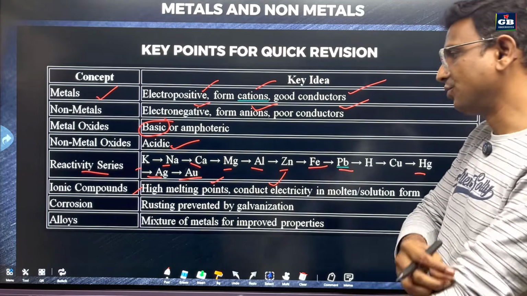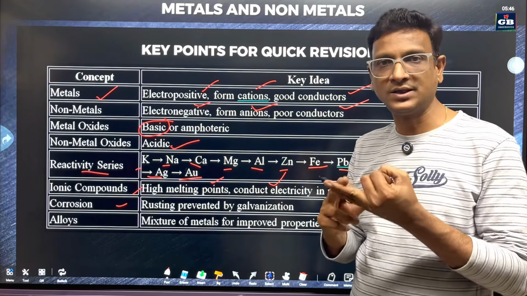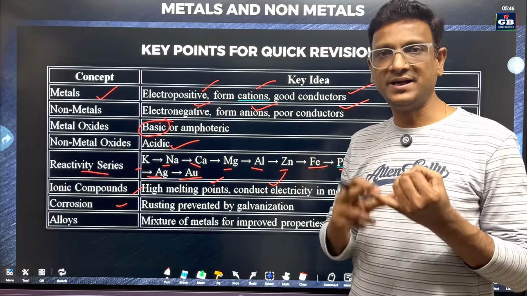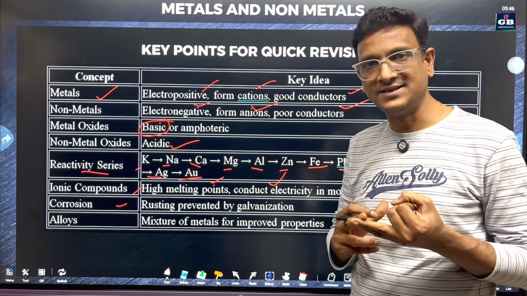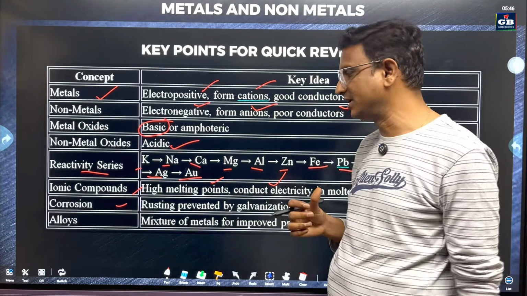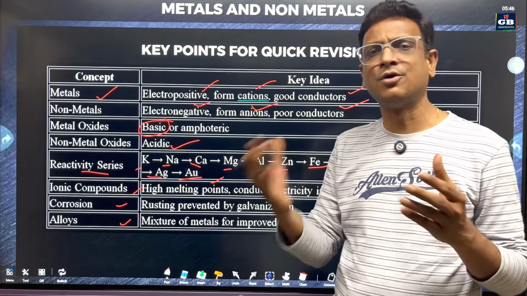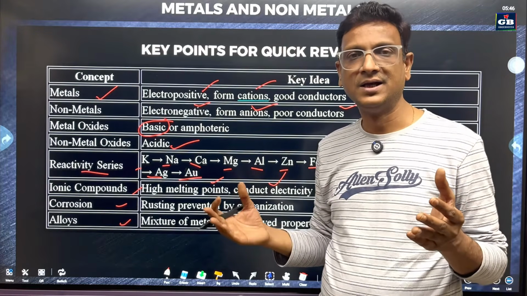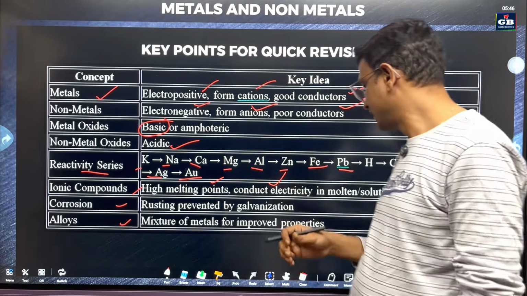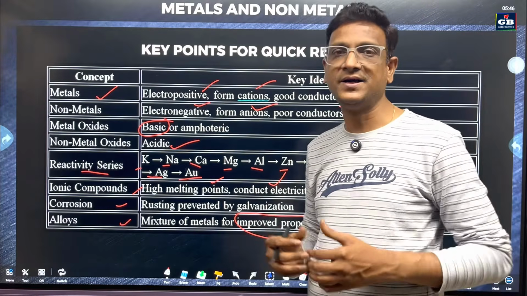So corrosion. Corrosion means damage to a metal because of air or water or chemicals. Corrosion can be prevented by painting, galvanization, making alloys or electroplating. These are the methods to prevent corrosion. So what are alloys? Alloys are a mixture of different metals, or a metal and a non-metal. Alloys are made to get improved properties.